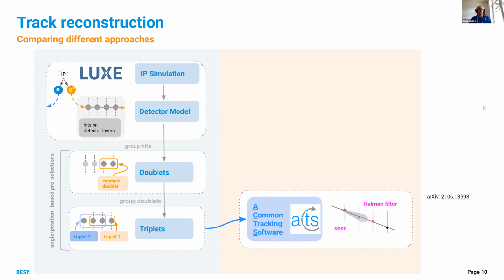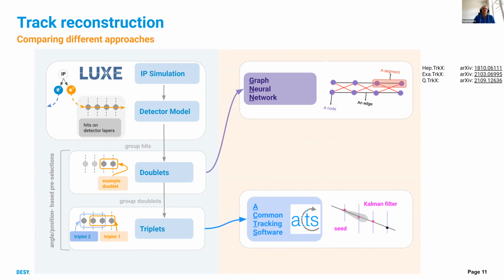And I can go on with the GNN. Graph neural networks are great at modeling interactions or relations of objects, and that's the reason why it's one of our choices for the reconstruction task.